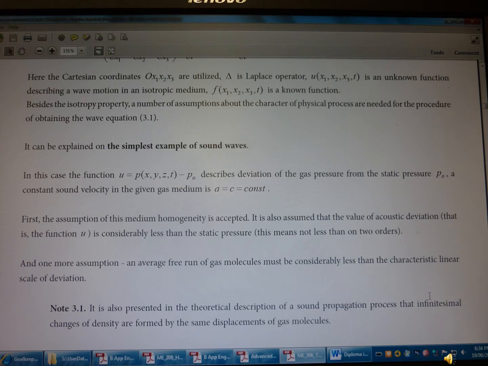The simplest form of the sound wave, where we write down the simplest form of the sound wave, in this case is u equals the P(h, y, z, t) minus P0. This is the deviation of the gas pressure from the static pressure. So the simplest form of the sound wave equation can be written.